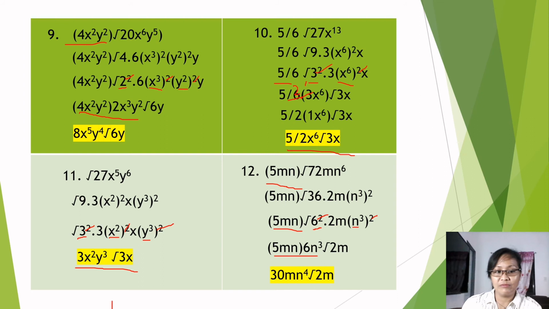We have 5 times 6 is 30, m, n times n cubed, copy the base n, and then add the exponent. 1 plus 3 is 4. And then, of course, our radical sign, square root of 2m. Therefore, our final answer is 30m n to the 4th power square root of 2m.